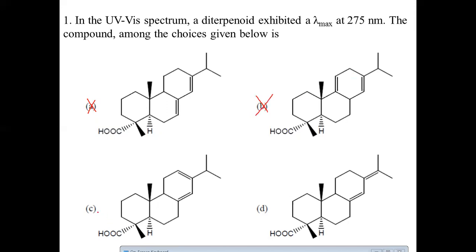When you come to option C, here if you see they are homoannular dienes, you have both the double bonds in the same ring. So it may have, but we have to work it out. Now you go to option D. Here the double bonds are not in a homoannular. So again here the base peak is 215. So this may not work out and result in 275 nanometer. So we'll just consider C.